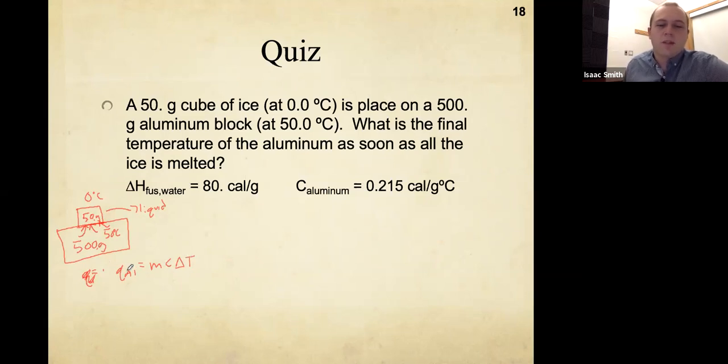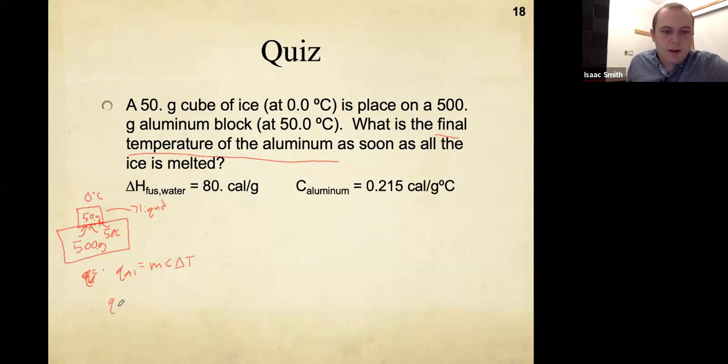We also don't know how much heat leaves the aluminum from the problem. It doesn't just state it outright. So we can't really figure this out on its own. In order to figure it out, we need to know how much heat actually leaves the aluminum. Then we can solve for the change in temperature, which is what the question's actually asking, right? The final temperature of the aluminum. Well, we need to know Q, M, and C in order to figure that out.